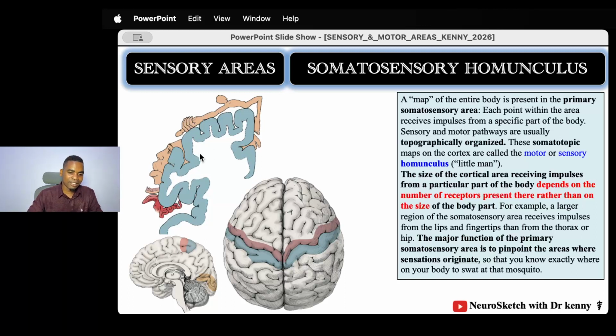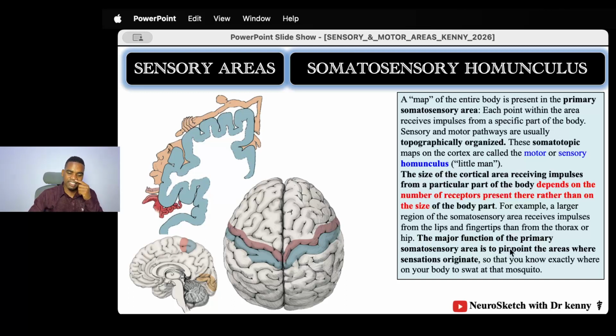And this is how the somatosensory homunculus is organized, and I hope that is clear. The size of a body part in the somatosensory homunculus corresponds to the number of receptors that are present in that organ or that region, and not the actual size of the body. This is very, very important. Those regions with a high density of sensory receptors are represented much more in the somatosensory homunculus.